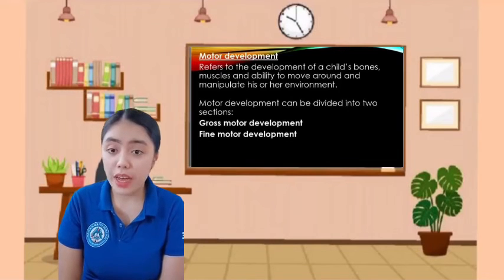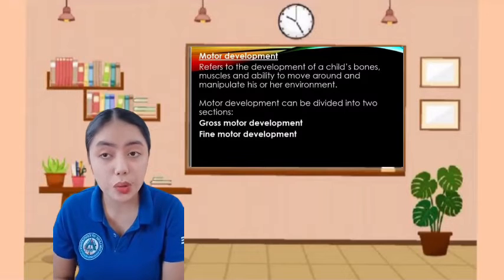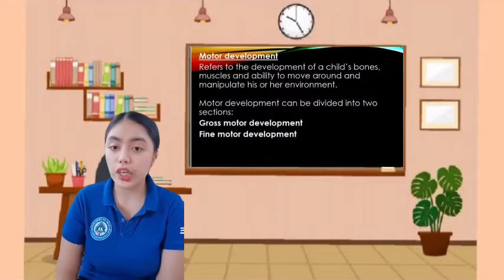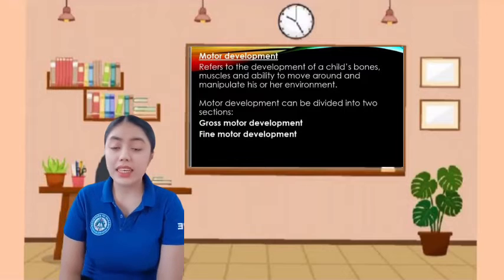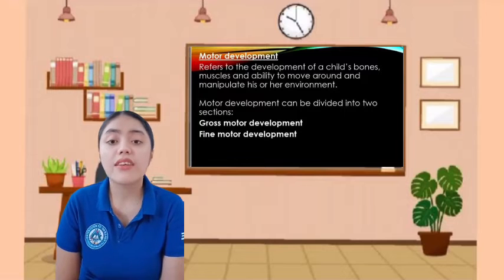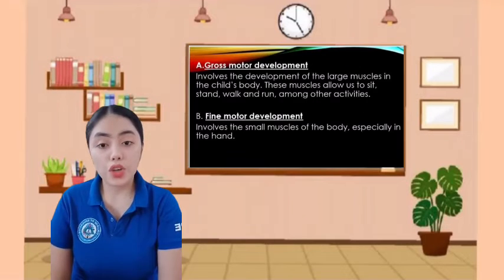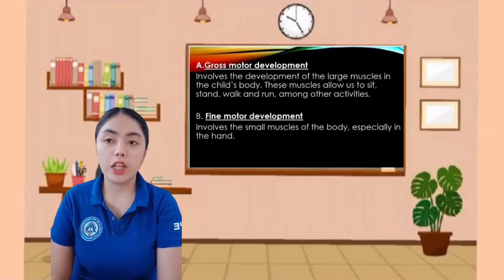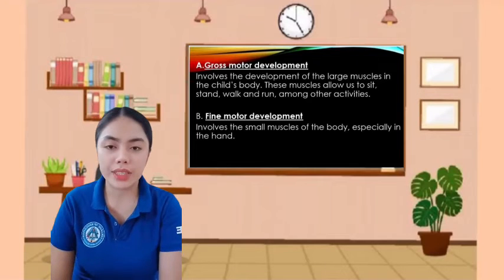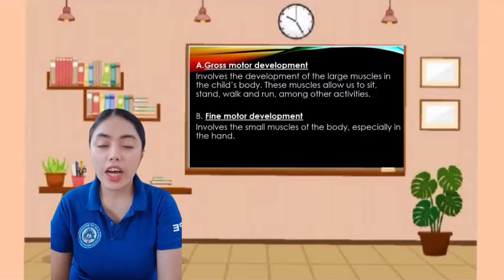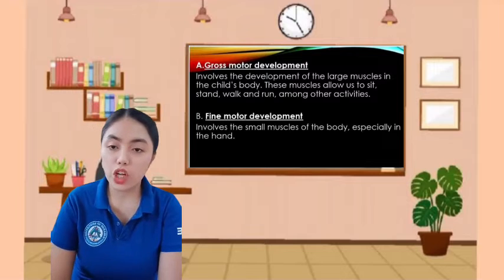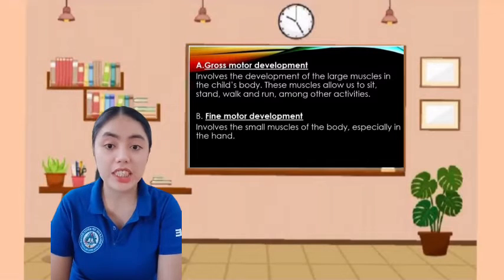Now, motor development refers to the development of a child's bones, muscles, and ability to move around and manipulate his or her environment. The motor development can be divided into 2 sections: gross motor development and fine motor development. Gross motor development involves the development of large muscles in the child's body. These muscles allow us to sit, stand, walk, and run, among other activities, while the fine motor development involves the small muscles of the body, especially the hand.